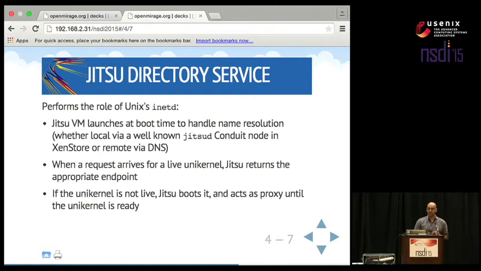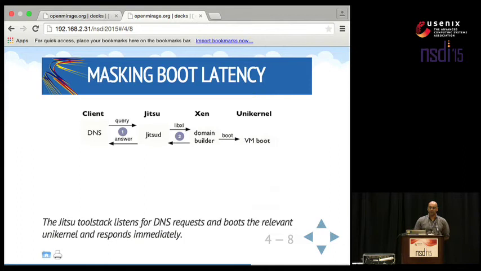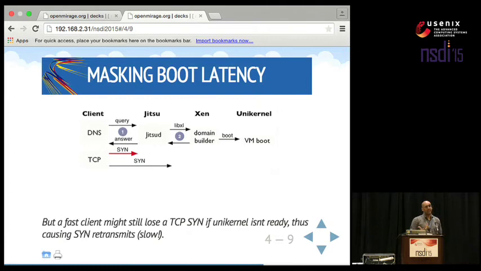Now, getting this race-free was fairly non-trivial. The most obvious way for Jitsu to work is that you have a client that makes a DNS request, and the query goes into Jitsu, which then proceeds to invoke the Xen domain builder and then boot the unikernel. The obvious problem, though, is that the unikernel, even if it boots in 10 milliseconds, can still miss a SYN, because a client might be on the local LAN and acting in a matter of milliseconds.